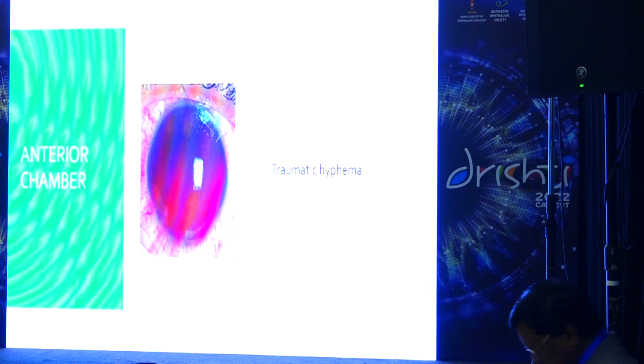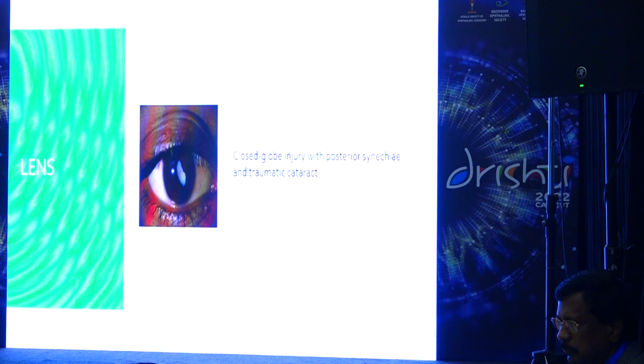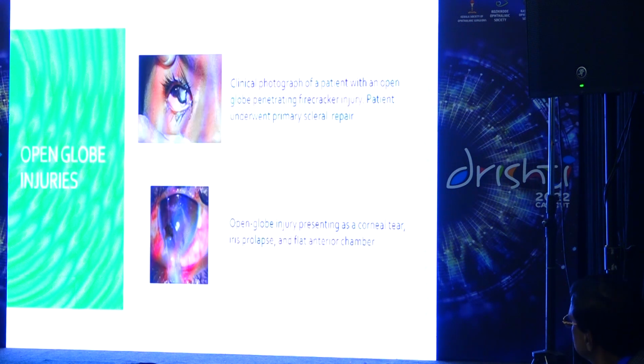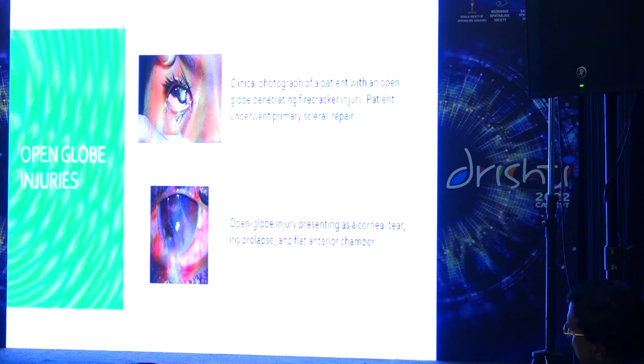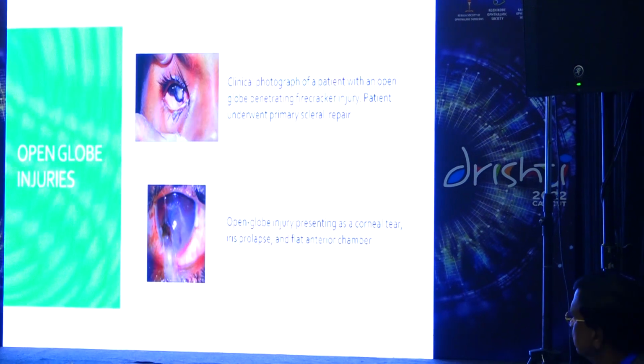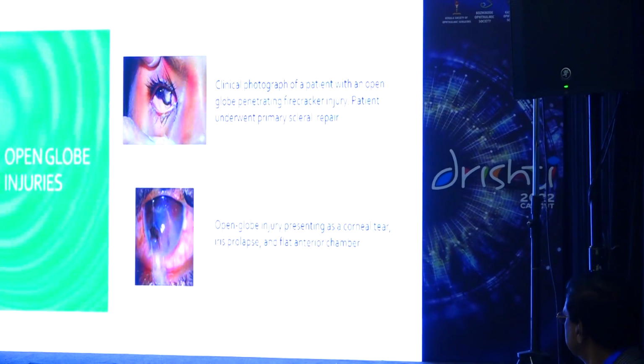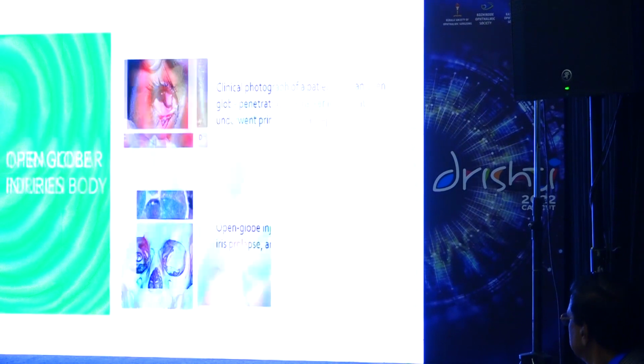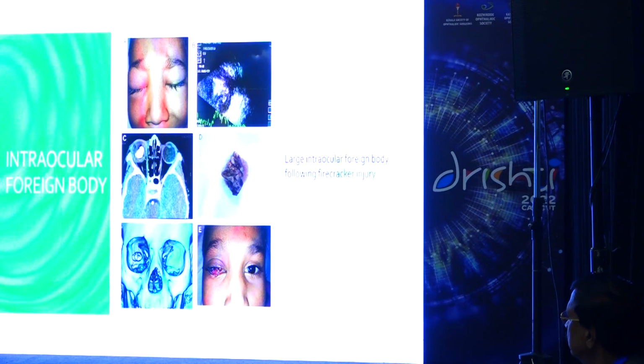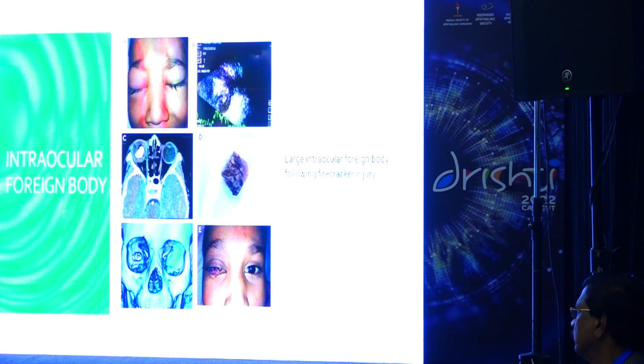In the anterior chamber, you get traumatic hyphema, and in closed globe injury, you can get posterior synechiae with a traumatic cataract. You can also see subluxation and dislocation of the lens. In open globe injury, you can get a full thickness corneal wound or corneoscleral wound, for which you have to undergo a primary repair. In the second picture, you can see a corneal tear with iris prolapse and a flat anterior chamber. Firework injury can even lead to an intraocular foreign body. So these are the spectrum of injuries you usually get in a firecracker injury.